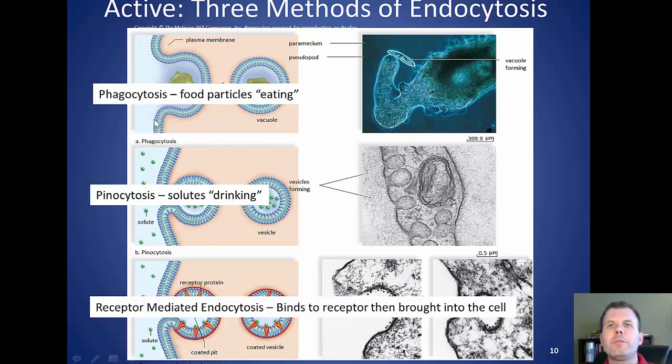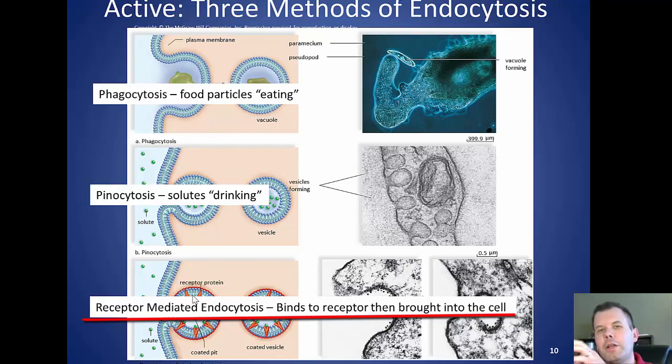So there's 3 types. There's something called phagocytosis, and this is kind of the food particles. This is the eating. You also have a thing called pinocytosis. This is kind of when you bring in molecules of water in big quantities, and that's kind of like you're drinking. And then you have this thing called receptor-mediated endocytosis. And the only difference between this and phagocytosis is that you're binding to a receptor. Remember the receptor proteins I talked about in the last lecture? You're actually binding things to it and then bringing it inside the cell after binding.